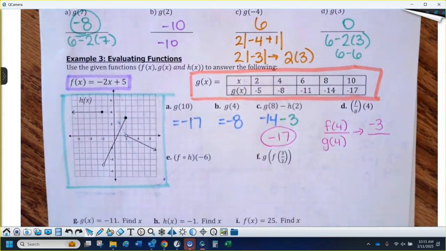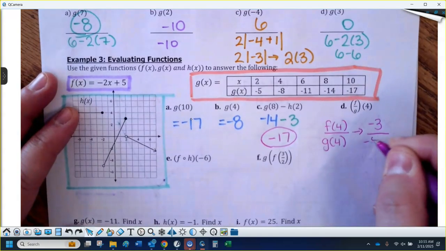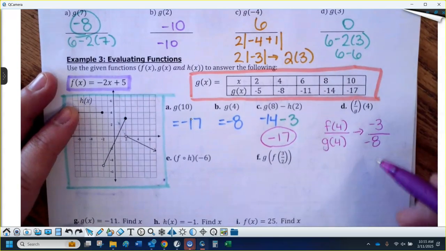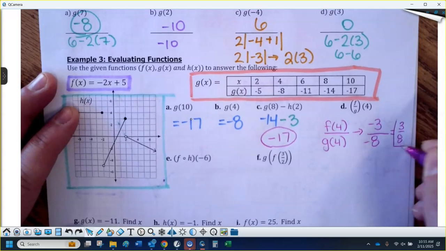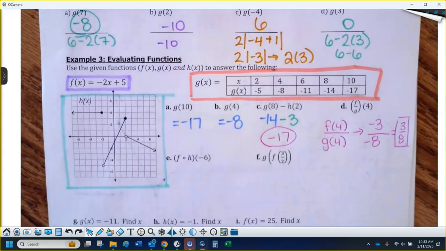Now, g of 4, so if I'm looking at the table, what you want to do, find your lovely x value of 4, and then tell me the corresponding value that goes with that, which would be the negative 8. Not much to do here, but those two negatives do cancel out, so 3/8 positive is how you'd want to write your answer for that one.